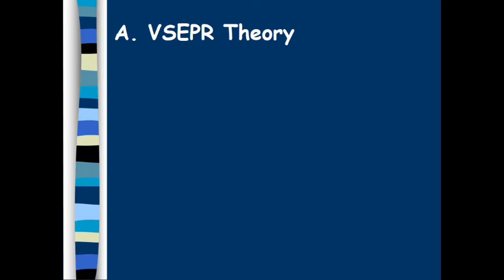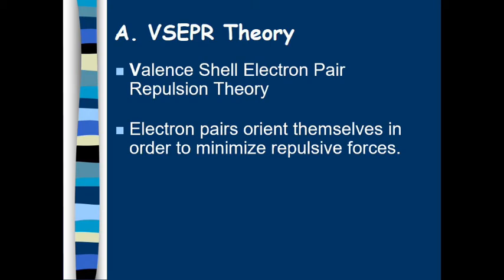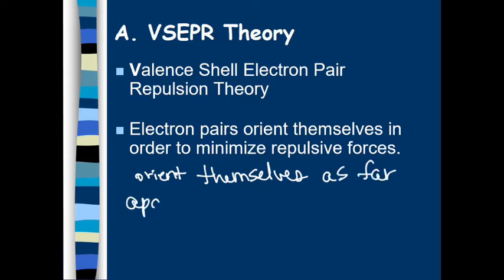So starting off, VSEPR theory. VSEPR theory stands for valence shell electron pair repulsion theory. Electrons will orient themselves in order to minimize repulsive forces. You know that electrons are charged the same way, meaning they're negatively charged, and they will orient themselves as far apart as possible.